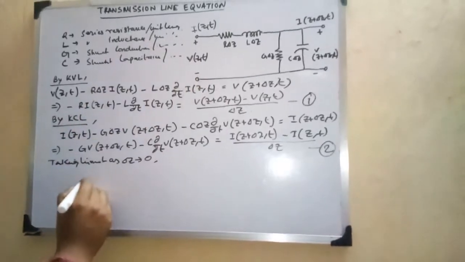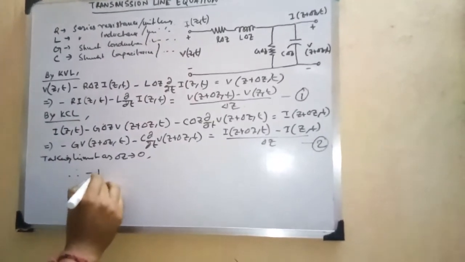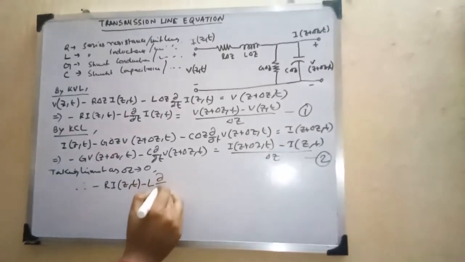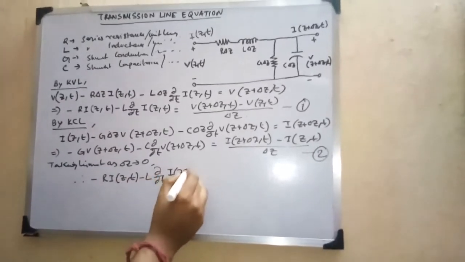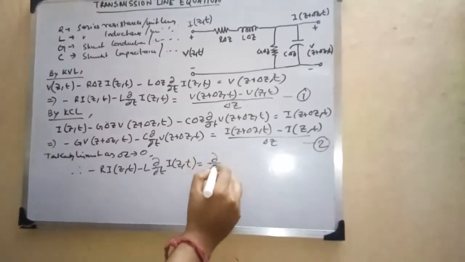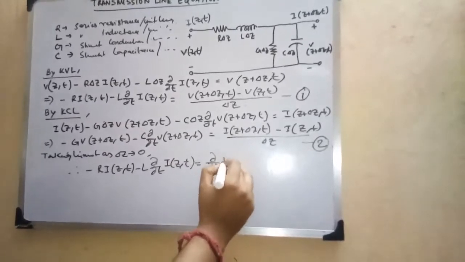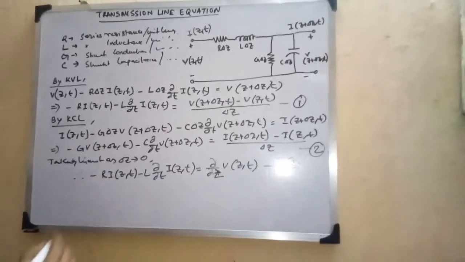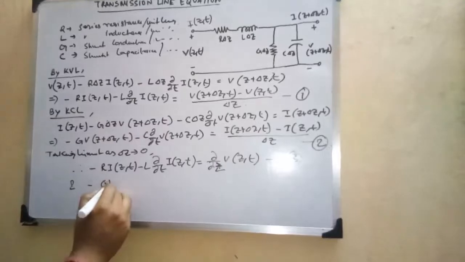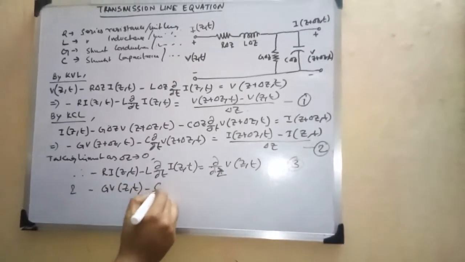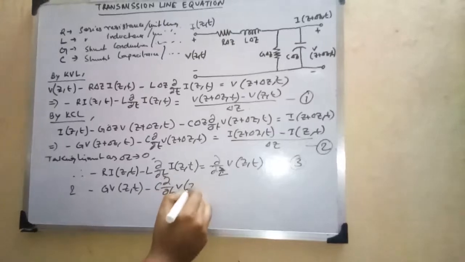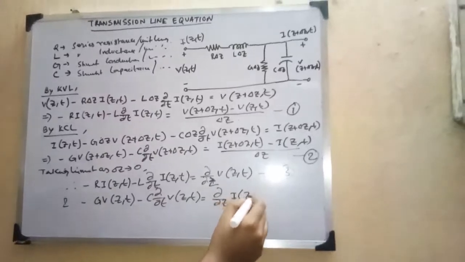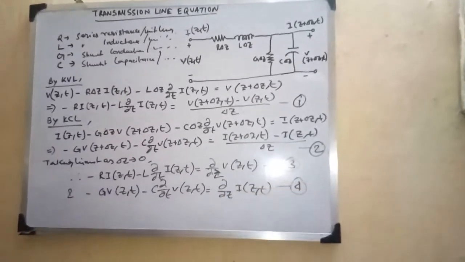previous expressions. So therefore the expressions will come like minus R I(z,t) minus L del/del t I(z,t) equals del/del z V(z,t), that is our equation number 3, and the other equation will come as G V(z,t) minus C del/del t V(z,t) equals del/del z I(z,t). So let this be equation number 4.